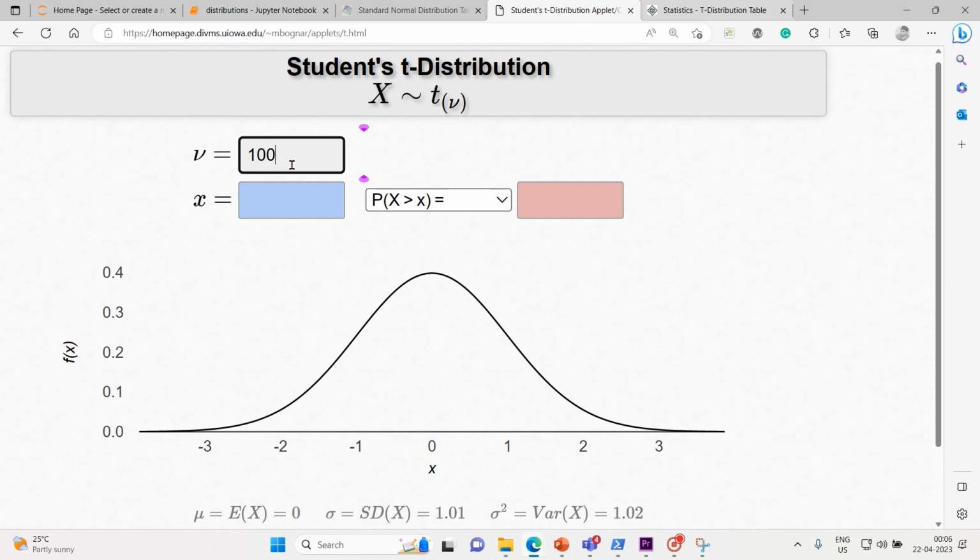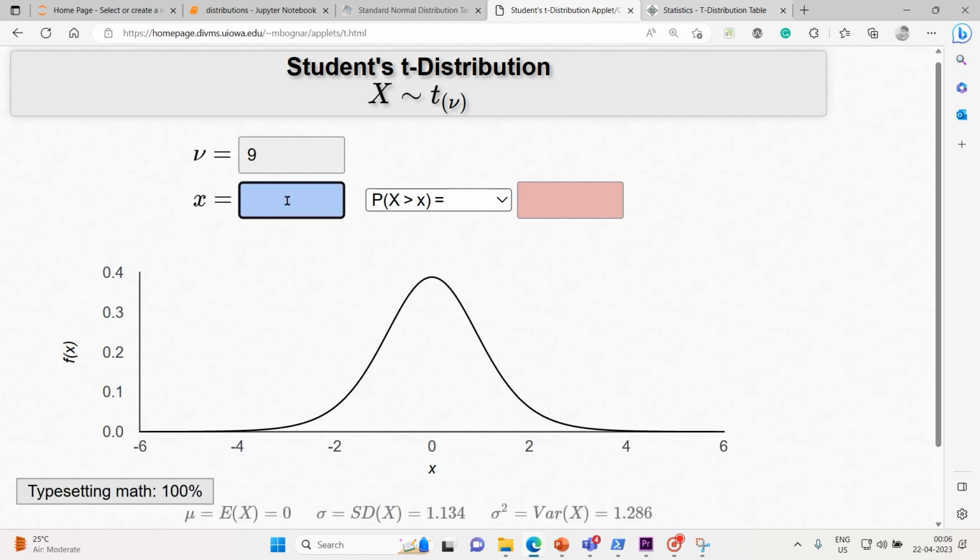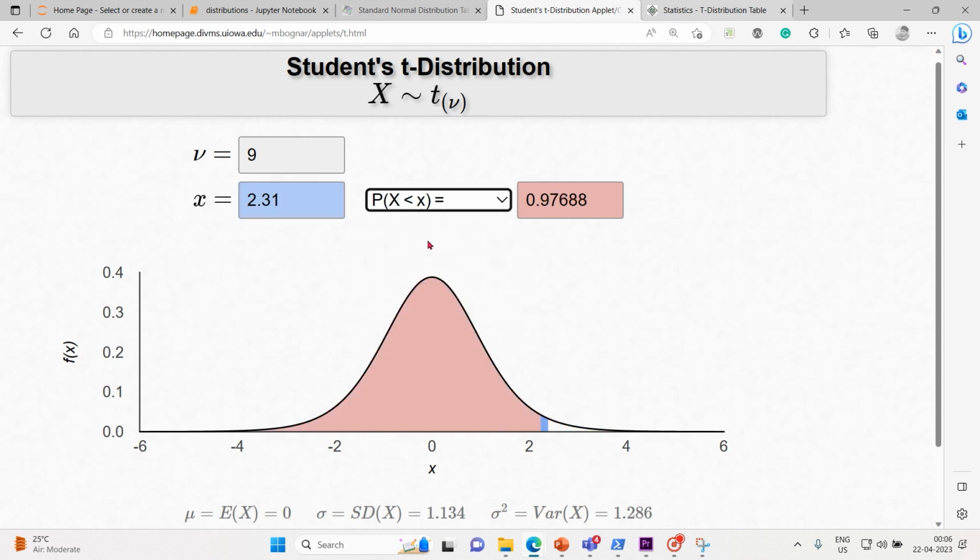So here let us take 9 and 2.31 and execute. This is the portion, and the probability is this one. From here to here it's 0.97, and only the outliers, it's 0.04624, and the central part is 0.95.